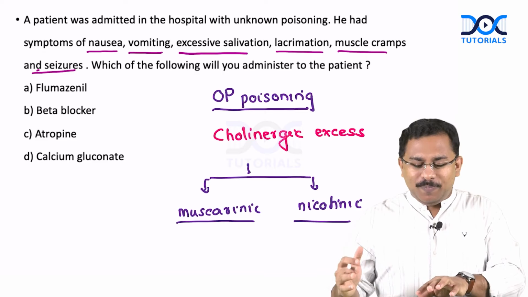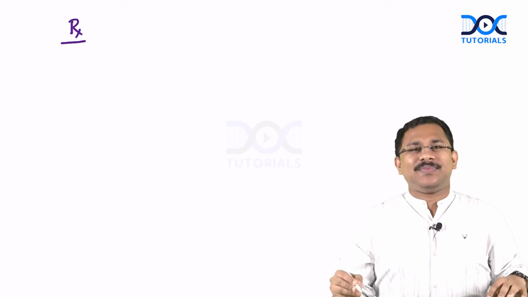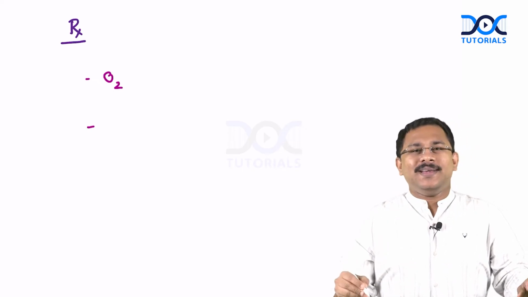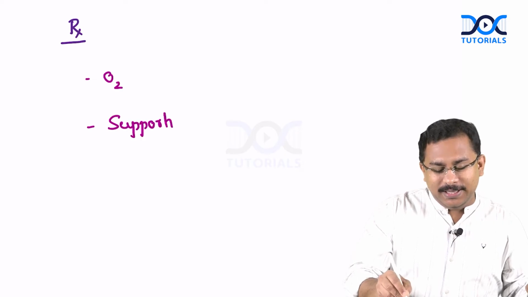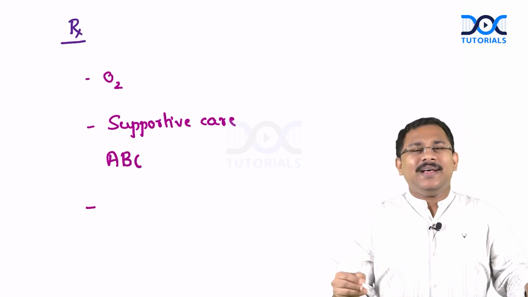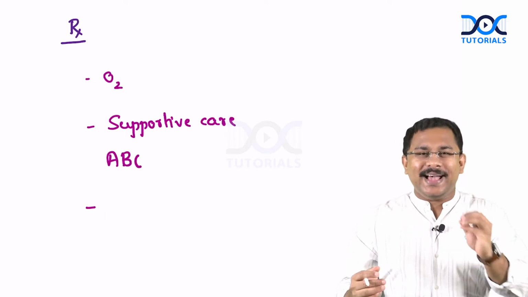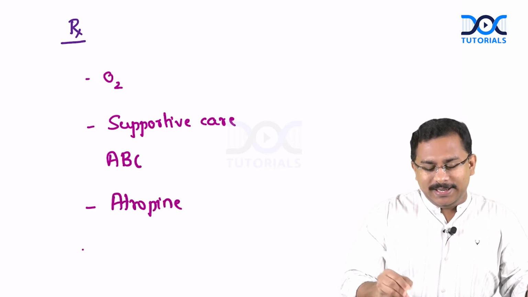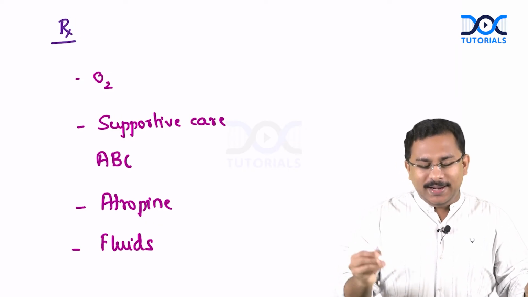Now when you have an OP poisoning, how are you going to manage the patient? Okay, how are you going to treat the patient? So first of all, you have to administer oxygen to the patient. Yes, important. You have got to give supportive care and check the airway, breathing, circulation. And then I told you, you can have muscarinic signs and symptoms, so you need a muscarinic antagonist. And what is that muscarinic antagonist? It is atropine. Okay, it is atropine. You have got to give the patient adequate fluids. Okay, adequate fluids.